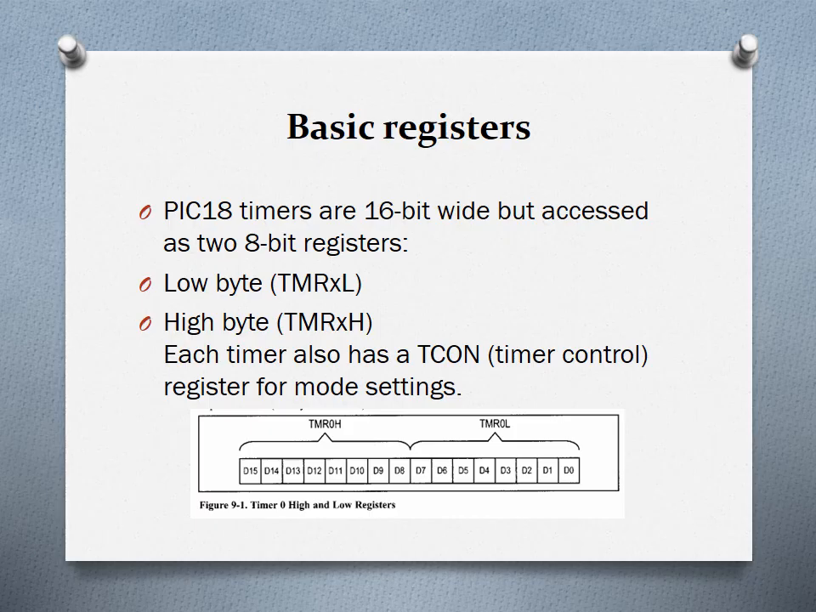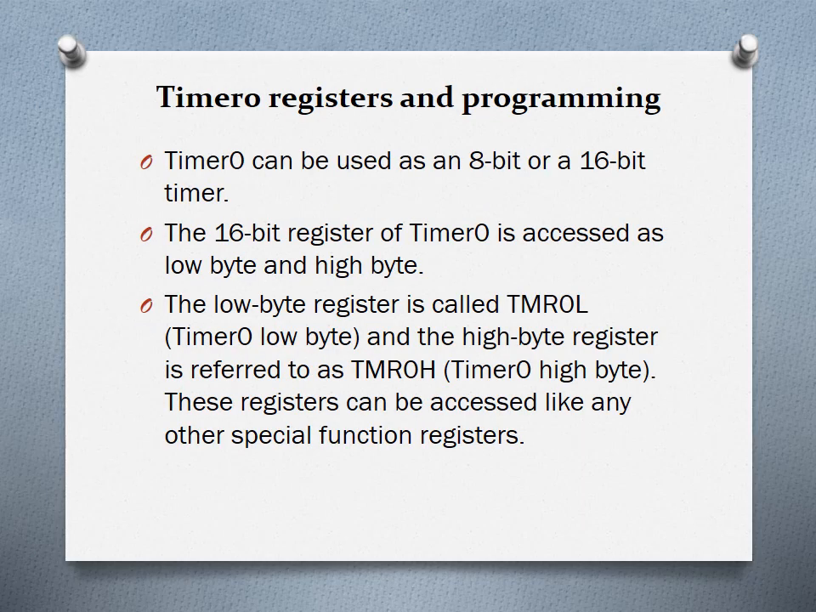These registers will hold the value so that the timer can act as an up counter or up timer for a particular value. Based on the specifications, these timers have to be loaded to create a delay. These registers are called timer registers: one is a low byte register, another is a high byte register. Each timer will also have an additional register, called the timer control register. This control register holds the mode settings and all kinds of configuration information.